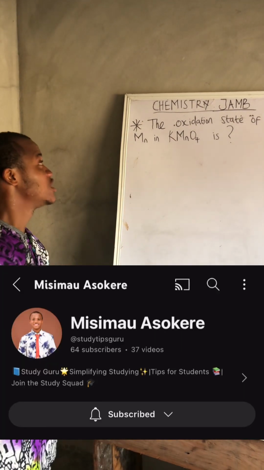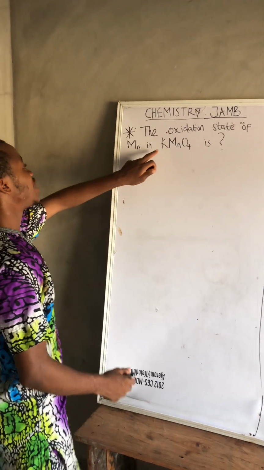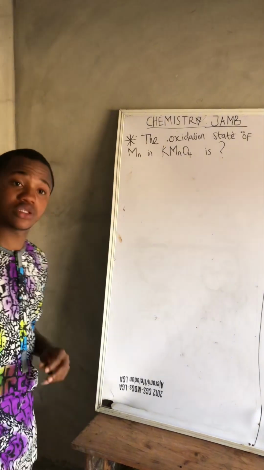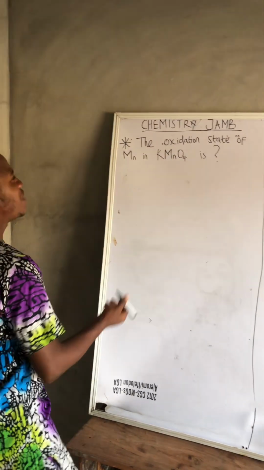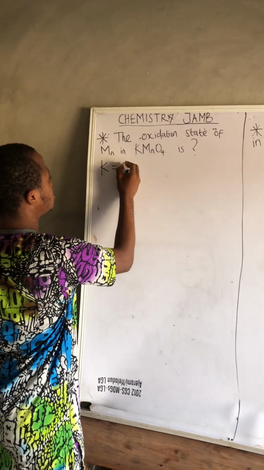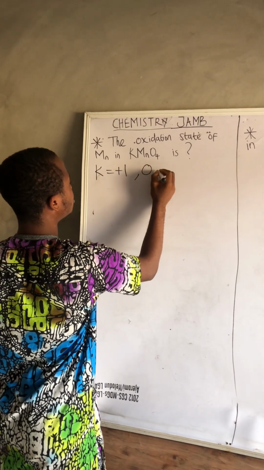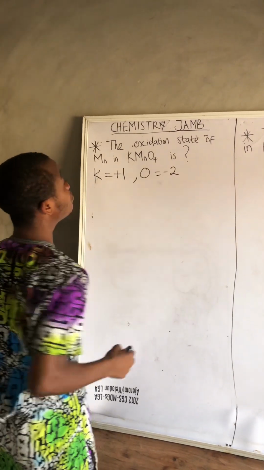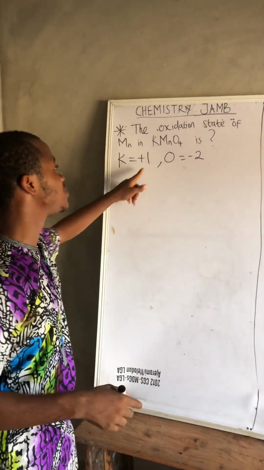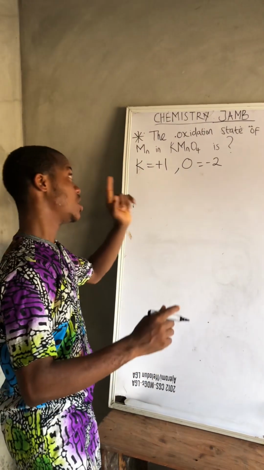So let's go, guys. The first thing is to know the oxidation number of potassium, which is K, manganese, which is Mn, and oxygen, which is O. Normally, the oxidation number of potassium is +1 and the oxidation number of oxygen is -2 in most cases. But let me explain why the oxidation number of potassium here is +1 and that of oxygen is -2.